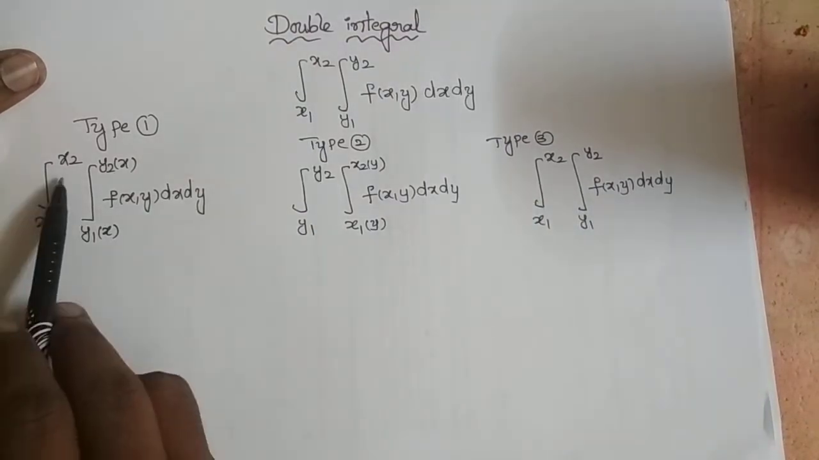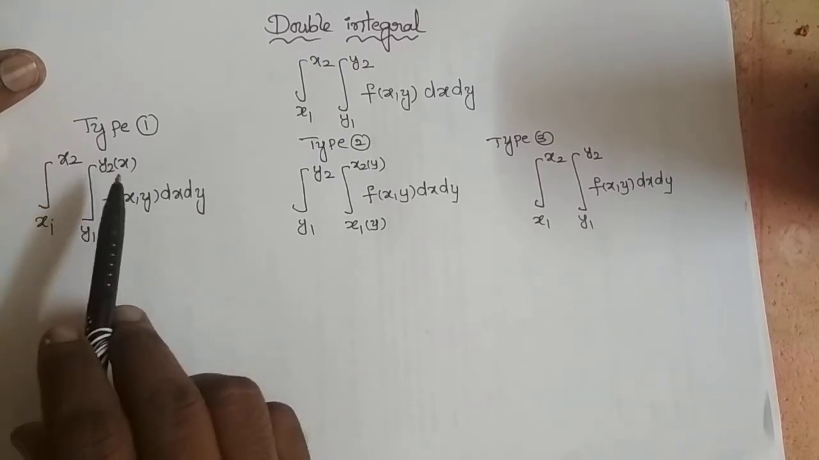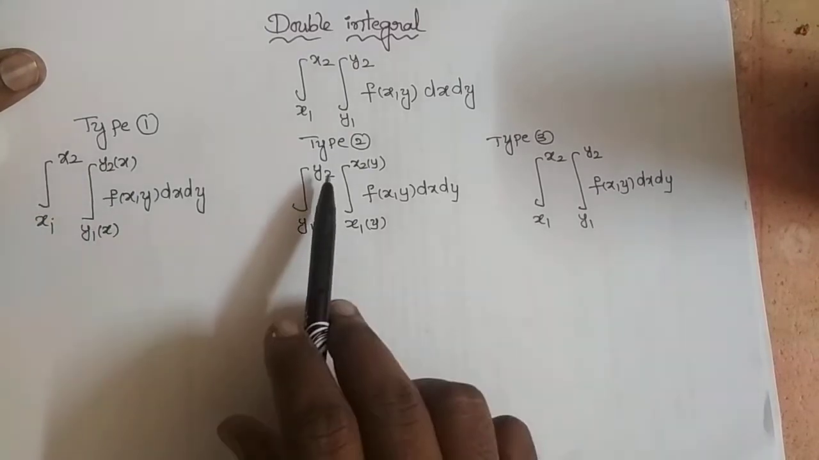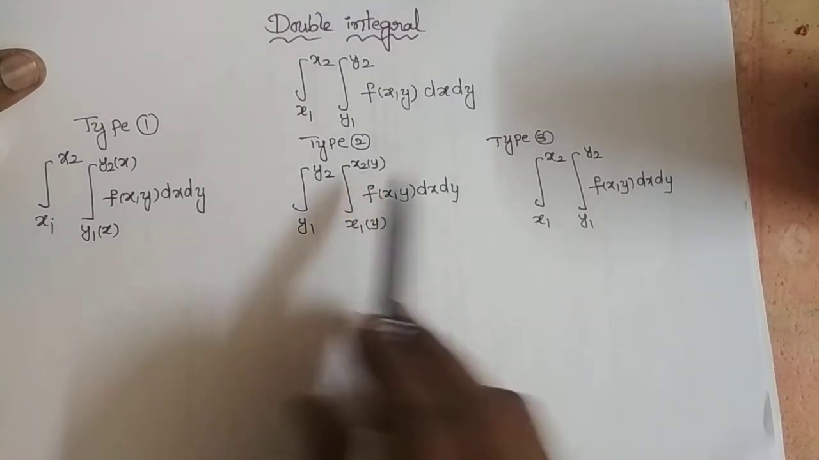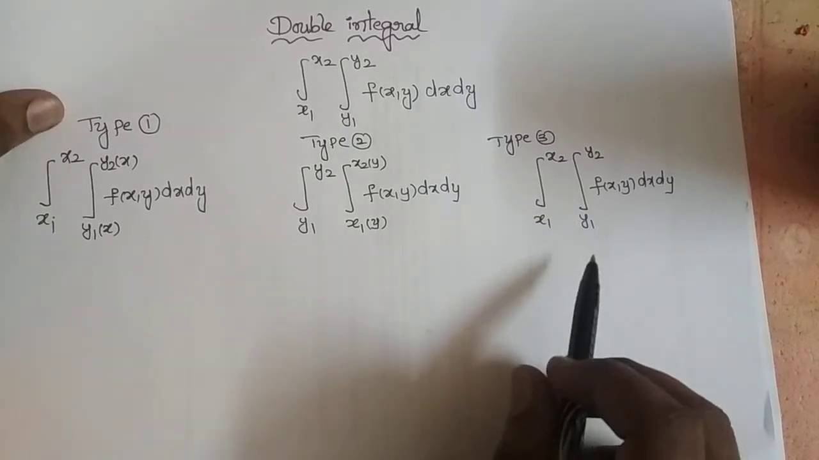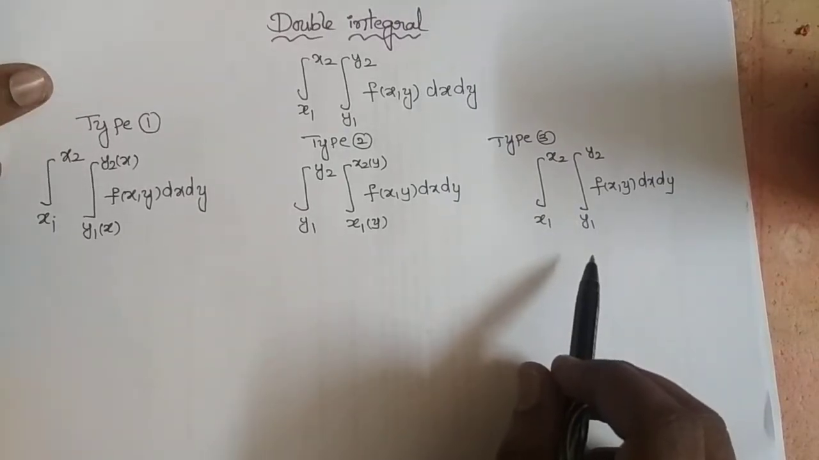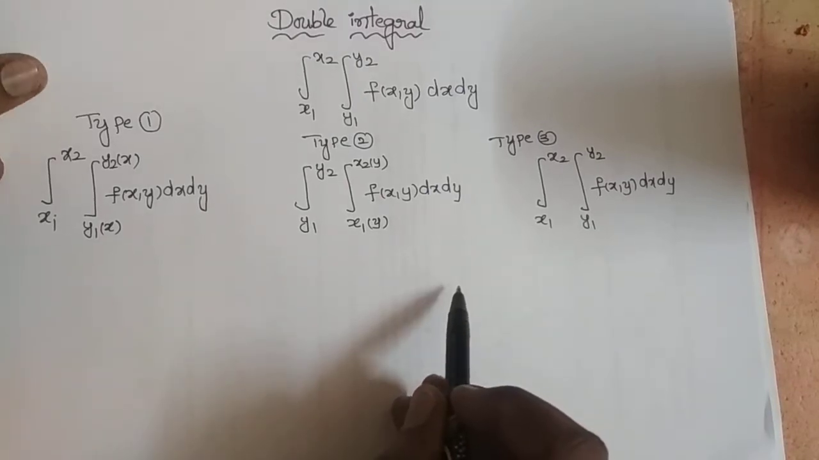So here, in type 1, x1 and x2 are constants, y1 and y2 are in terms of x. In type 2, y1 and y2 are constants, x1 and x2 are functions of y. In type 3, x1, x2 and y1, y2 are all constants. So how to find these types of double integrals? I can give you the graphical representation also.